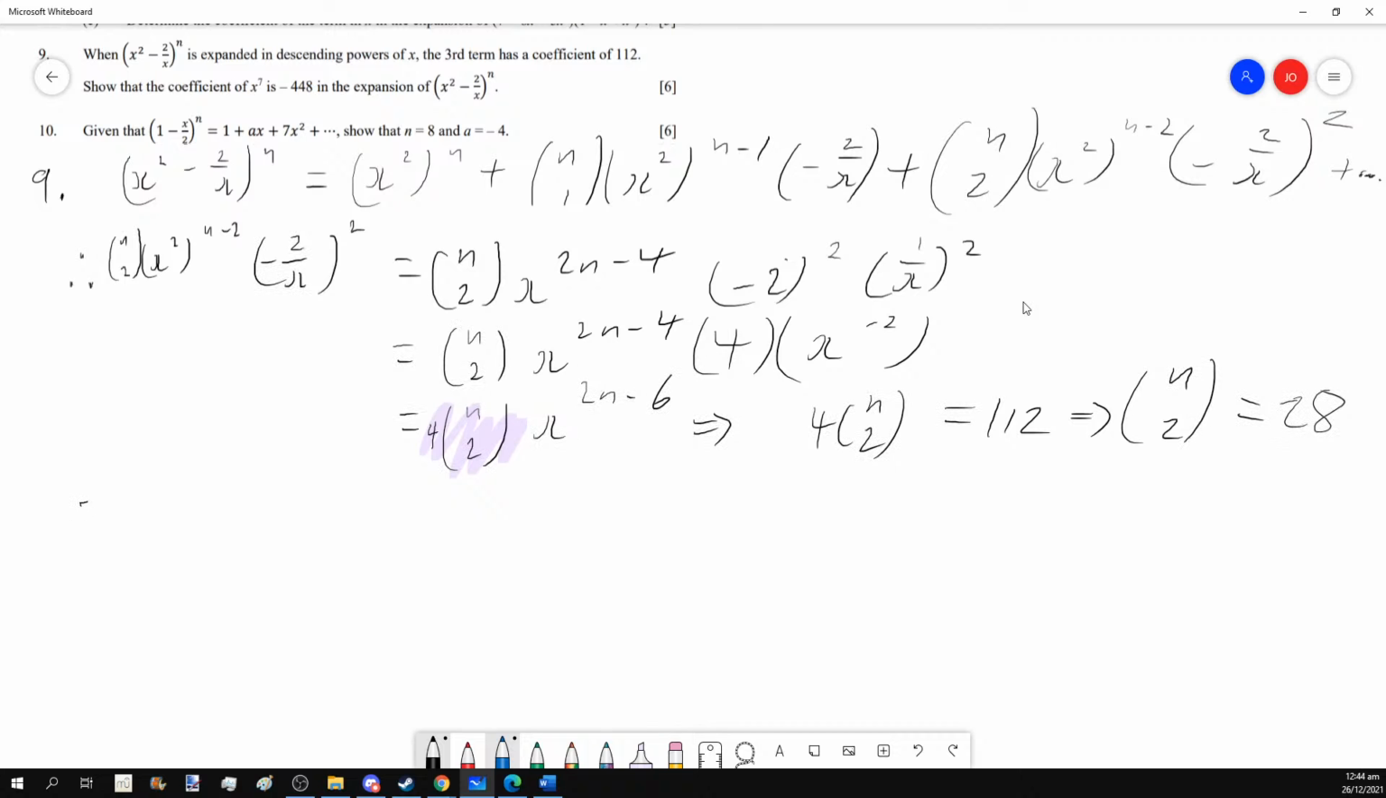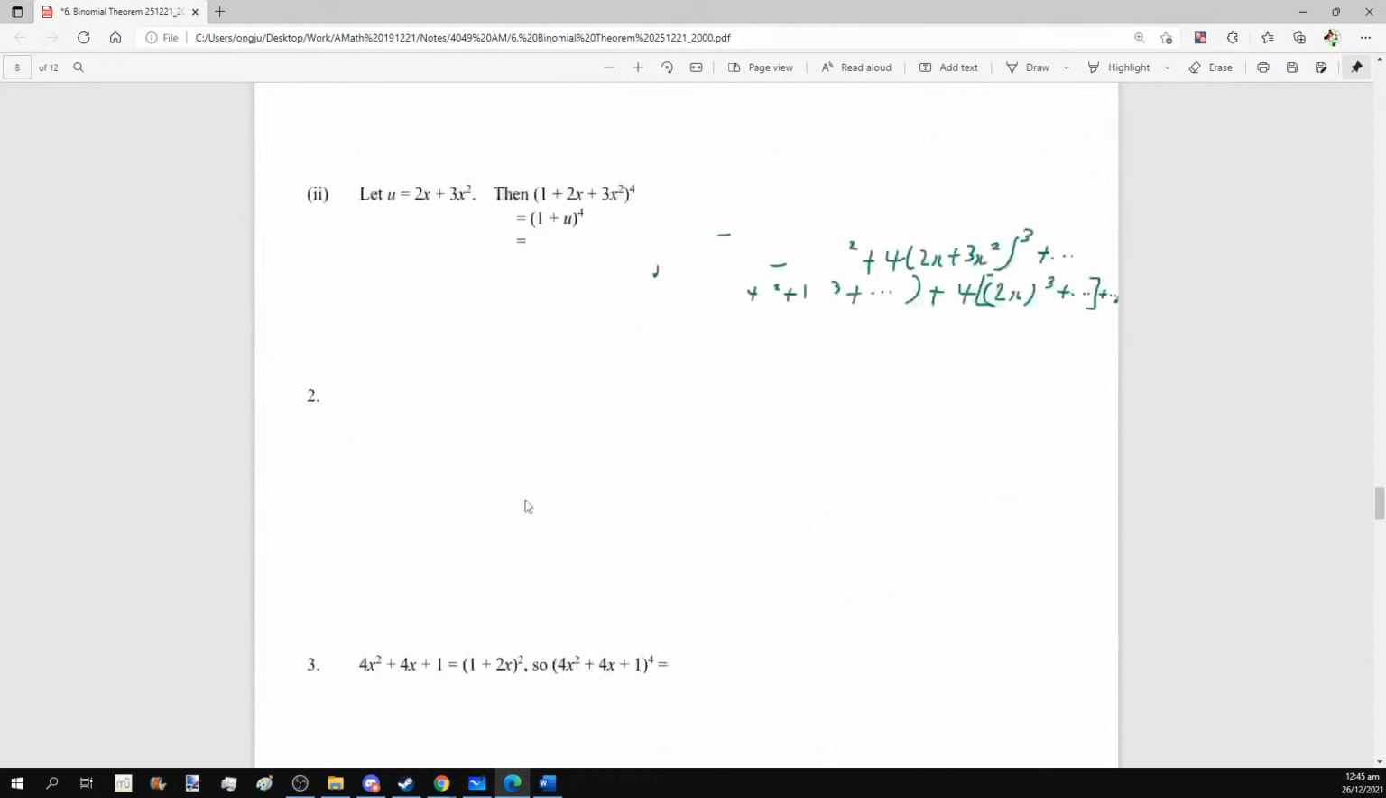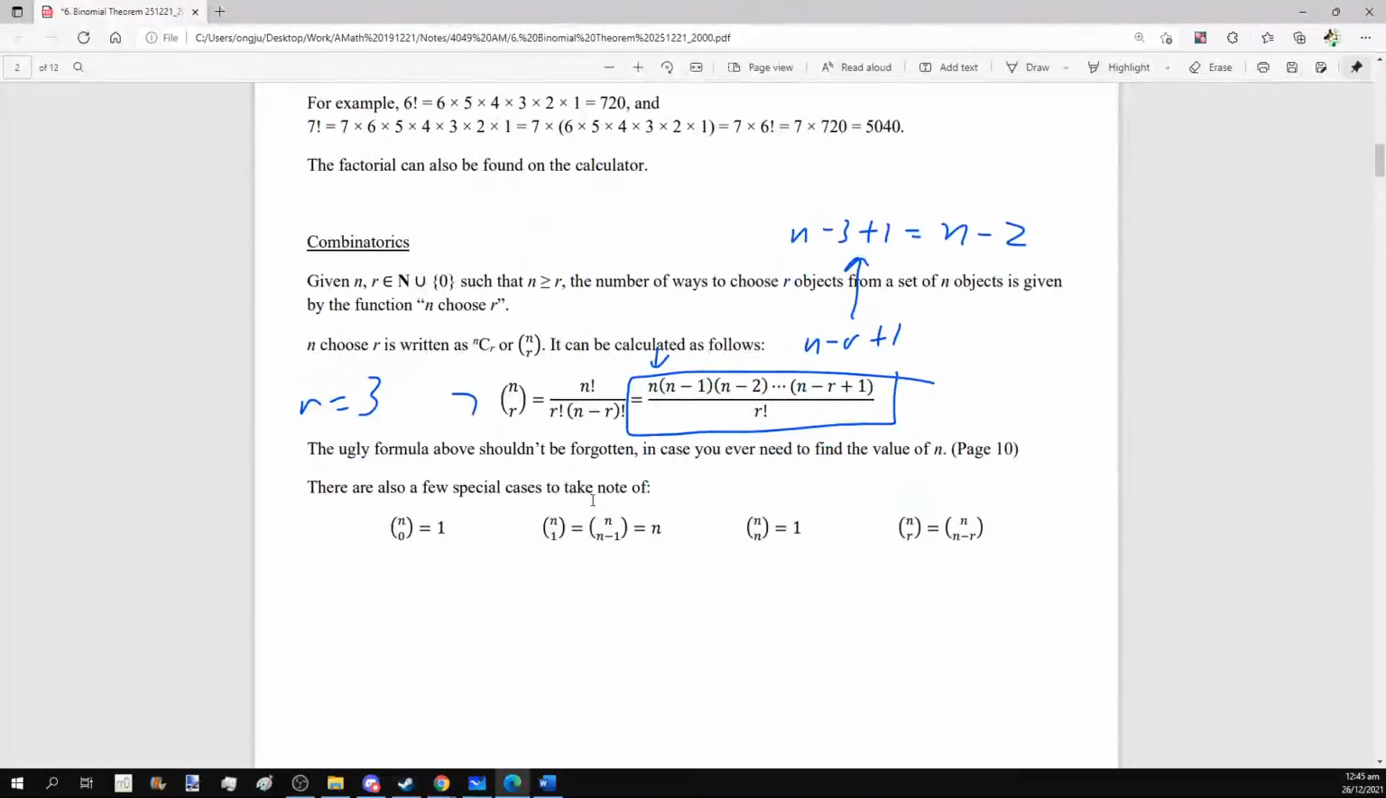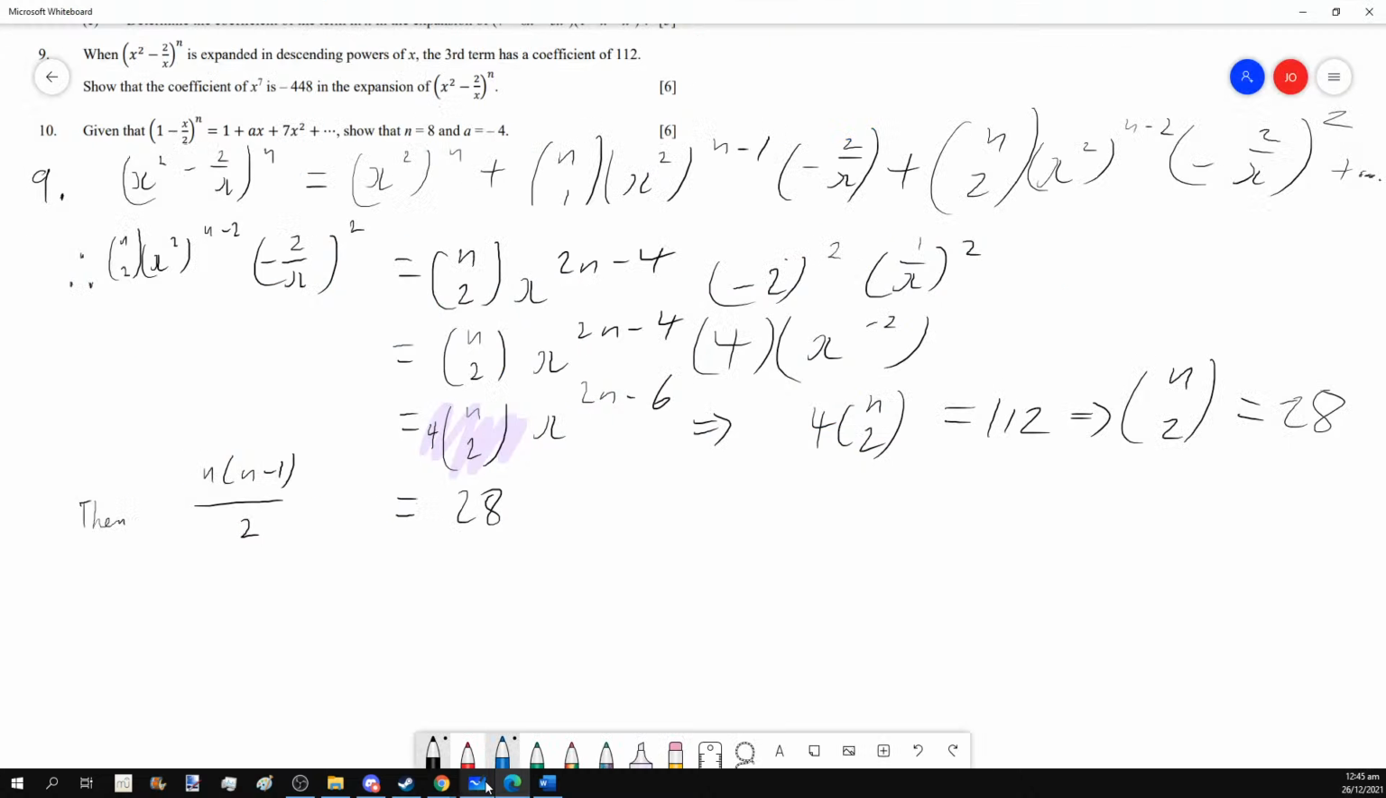the value of n. So n choose 2 will give us n times n minus 1 over 2. This is from the formula sheet, right? Equals 28. Why is it n times n minus 1 over 2? It is because of this particular formula all the way at the very beginning. Specifically this one. Right? So you can just imagine r is equal to 2. So n times n minus 1 over 2 equals 28.